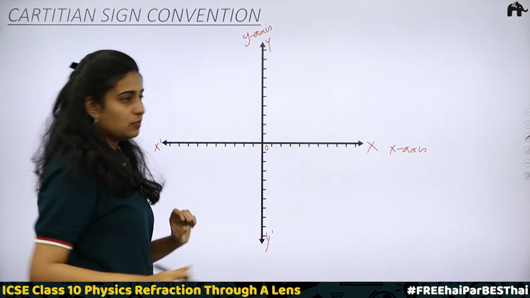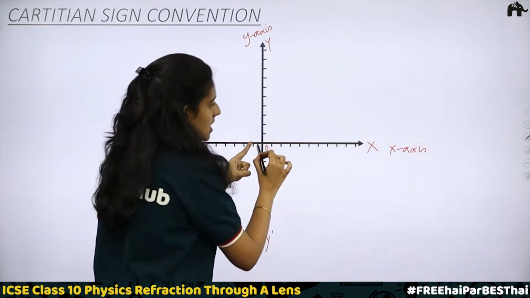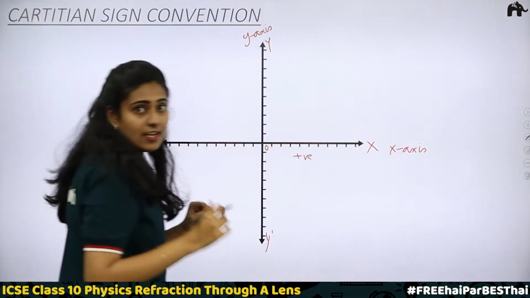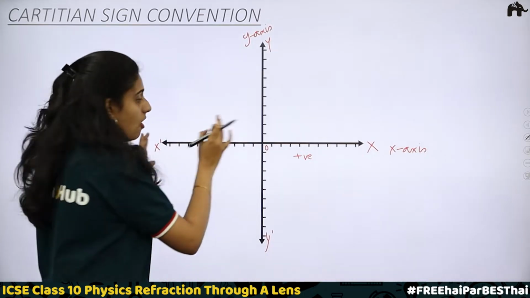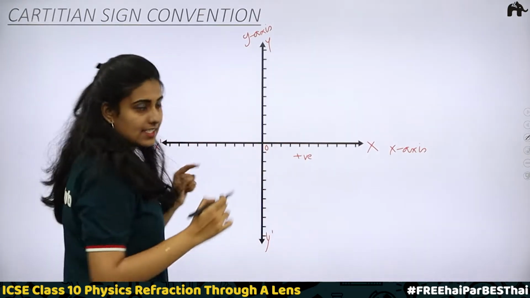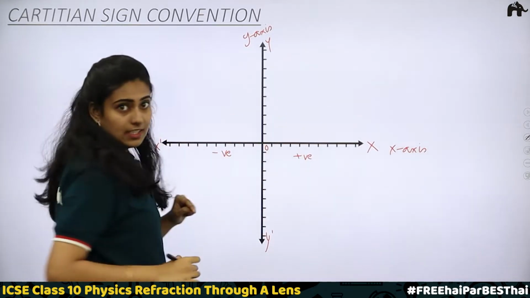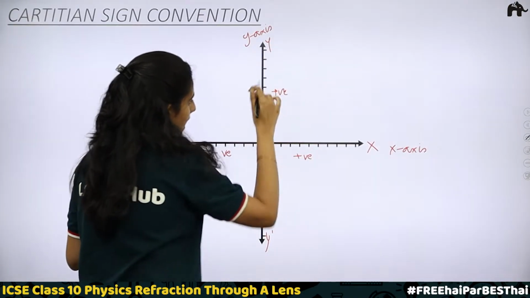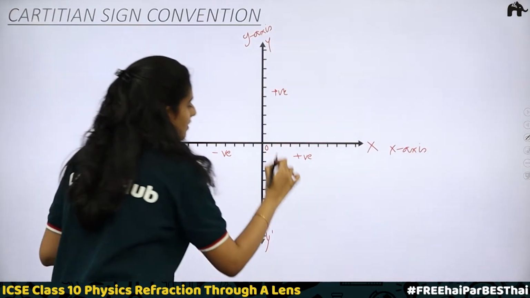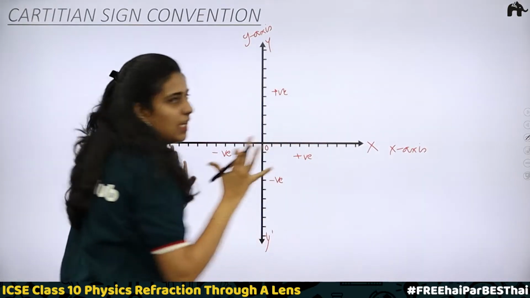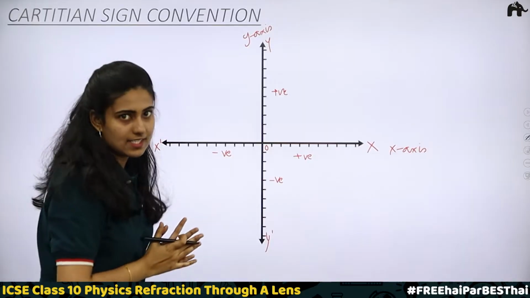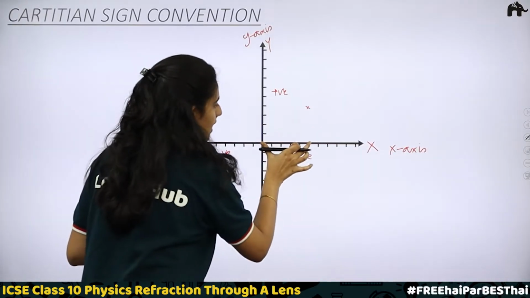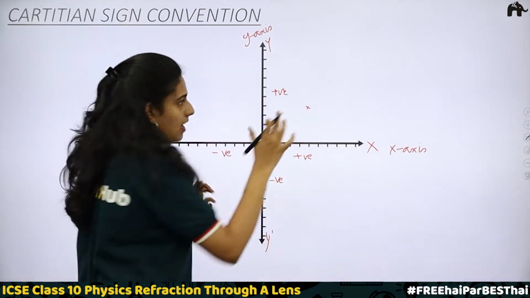Values from the origin along the x-axis towards the right are taken as positive. Values towards the left of the origin along the x-axis are taken as negative. Above the x-axis all the values are taken as positive and below the x-axis all the values are taken as negative. So this is the basic idea of the Cartesian coordinate system. Now if you have a point here, how will you measure? You will take the x coordinate and the y coordinate to mark the point.